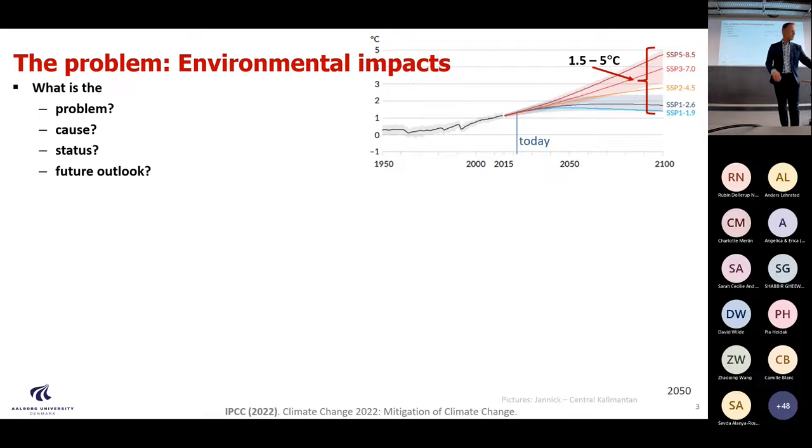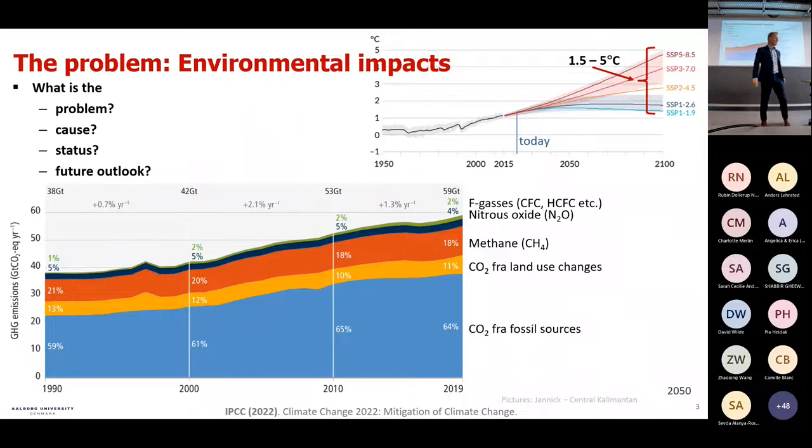This problem is caused by greenhouse gases. And what we see here is the development of greenhouse gas emissions since the 90s and then up to almost today. And we see that it has a nice increasing slope. You also see that there's a number of different greenhouse gases here. There's some CO2 from fossil sources. That's when you took your car here. Then we have CO2 from land use changes. That's when you're drinking your coffee. Then we have methane emissions from livestock and landfill sites. And we have some nitrous oxides, mainly from fertilizer use in agriculture and some minor other stuff we don't need to talk about today.